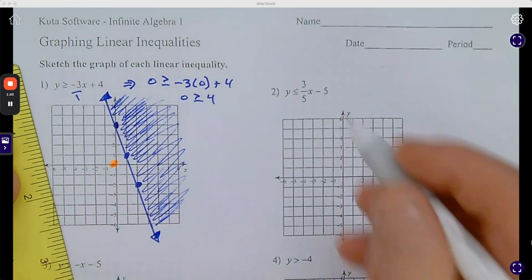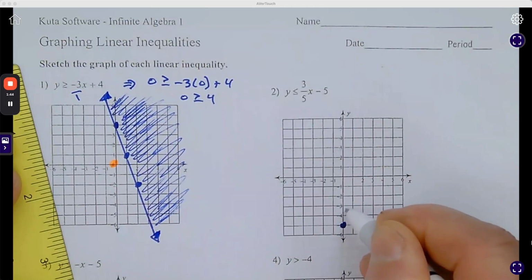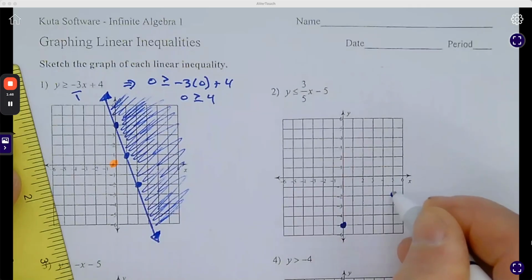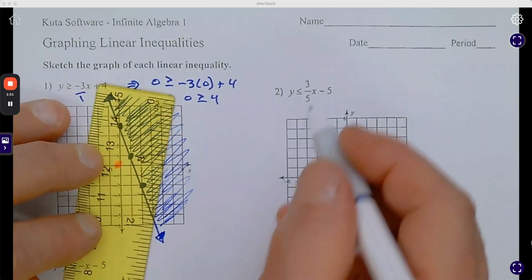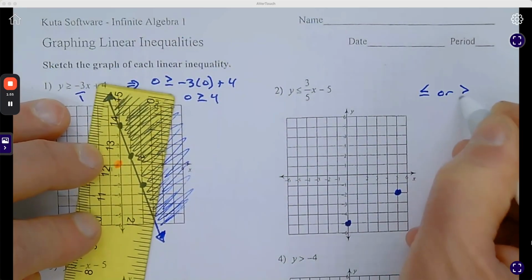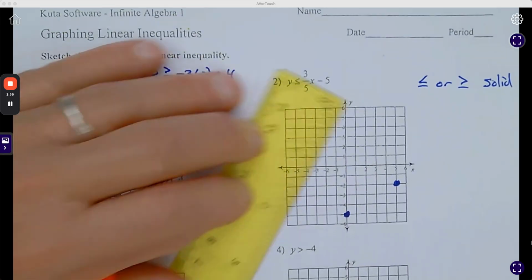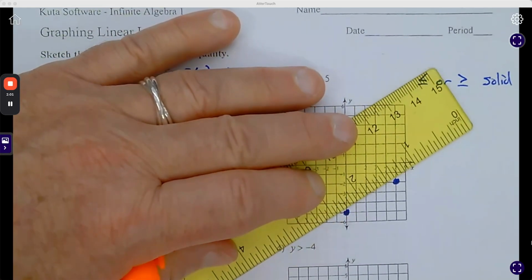This has a y-intercept of negative 5, and then a slope of up 3 over 5. Just like that. That is going to be a solid line because there's an equal to underneath. If you have this or this, the line is solid. And so we have one of those. So we solid.